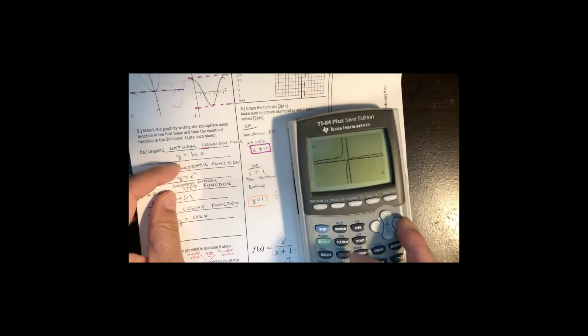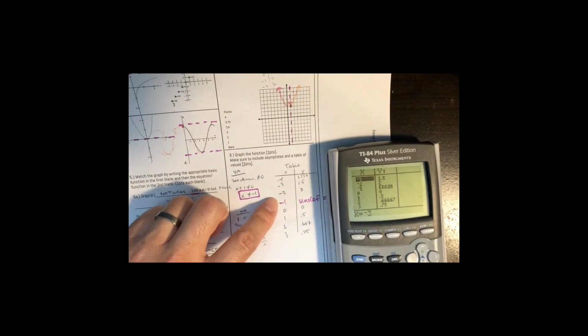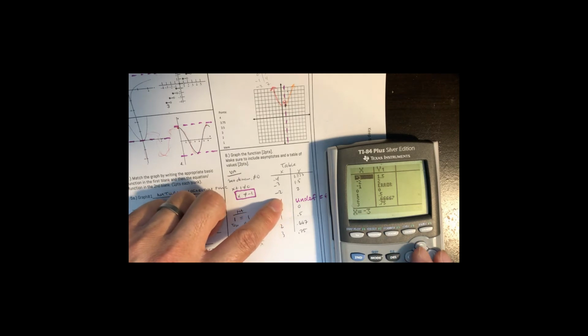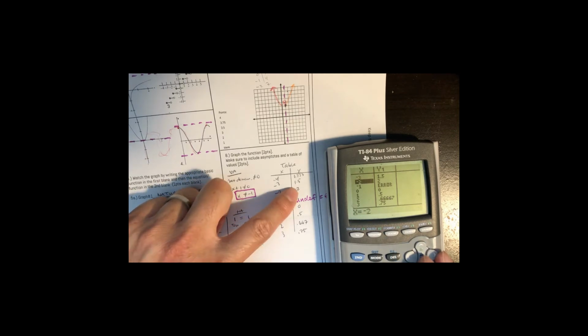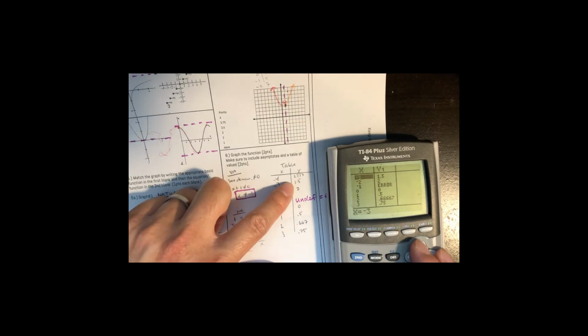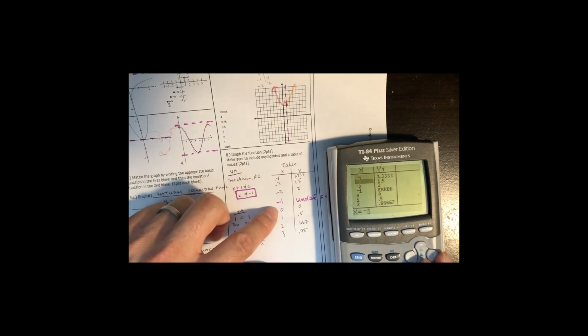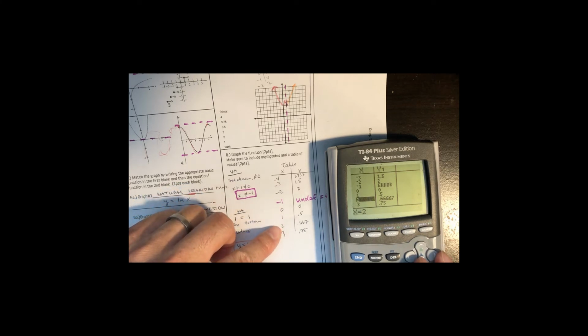And then the table of values, I'm just going to go second table, and then I can just copy down those numbers. There you have -1 is your vertical asymptote, -2, 2, -3, 1.5, -4, 1.3, 0, 0, 1, 1.5, 2, and then 0.66667, 3, and then 0.75, and then you just graph those points.